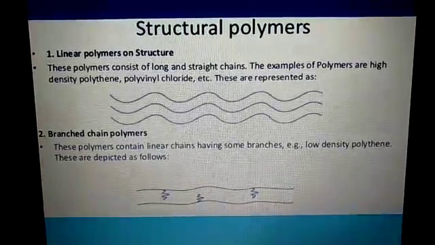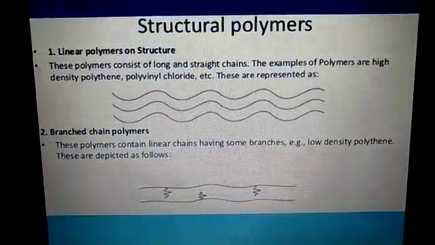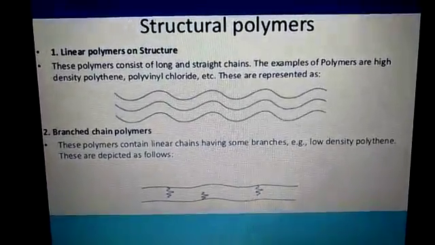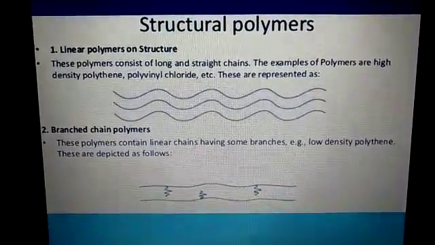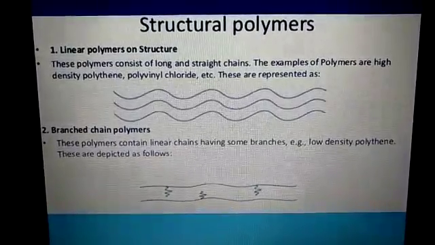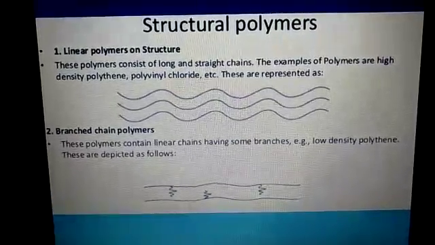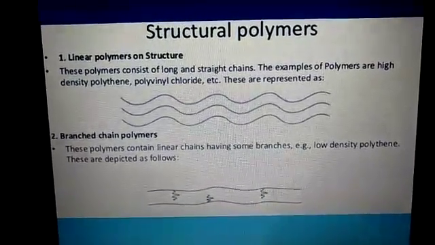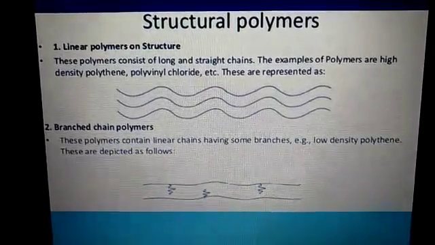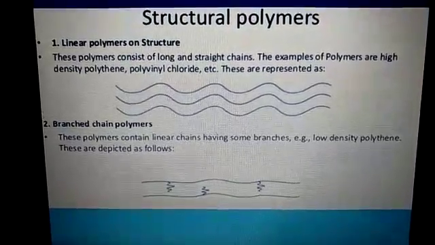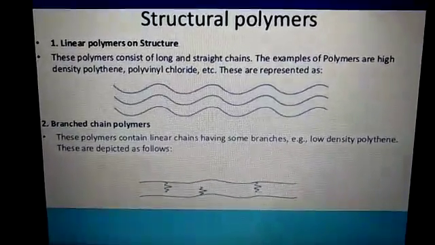Next, the classification of polymers on the basis of structure. First is linear polymer, second branched chain polymer, and third is cross-linked polymer. Now, linear polymers. In these polymers, the monomers are joined together to form a long straight chain. These long straight chains are closely packed over one another, and due to this very close stacked structure of the polymeric chains, they have high density, melting point, boiling point and tensile strength. Example, high density polyethylene and polyvinyl chloride.